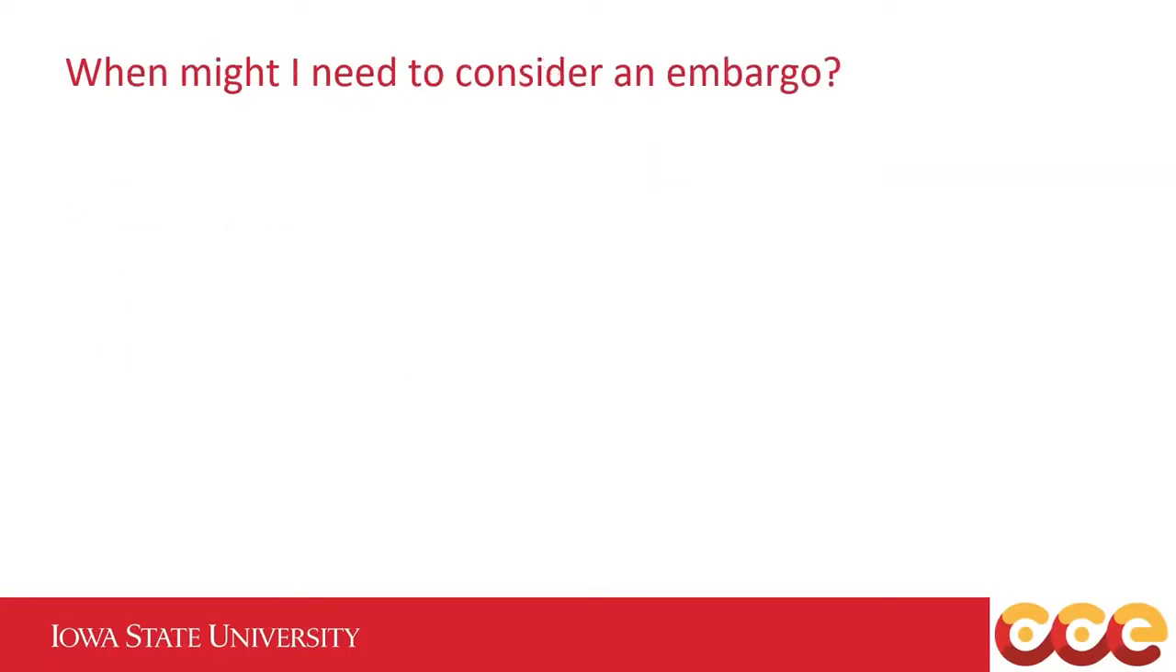When might I need to consider an embargo? Iowa State University is a public institution, so you have an obligation to make your research available to the public in a timely manner. In general, embargoes are discouraged and should only be considered under certain situations. Here are some situations where you may want to consider an embargo.